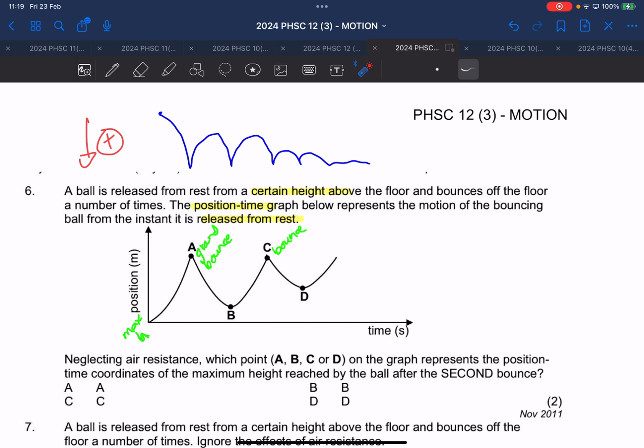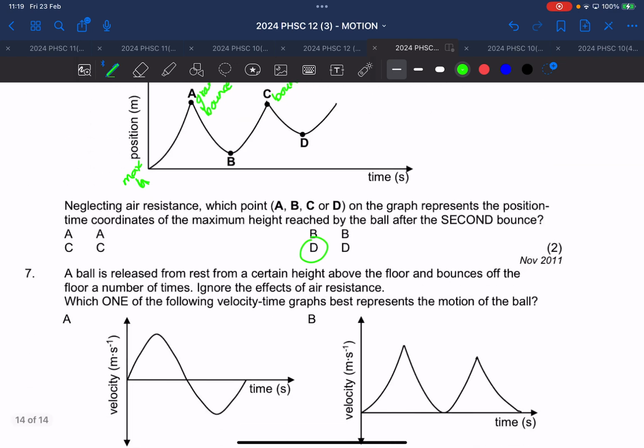Okay? Now they ask, neglecting air resistance, which point A, B, C or D on the graph represents, on the position time graph coordinates, the maximum height reached by the ball after the second bounce. So there's my first bounce, there's my second bounce, the maximum height that it reached is D. So if you know how to read the graph, it's easy. And then the shape of the graph will look a bit different, but you will always neglect the air resistance.